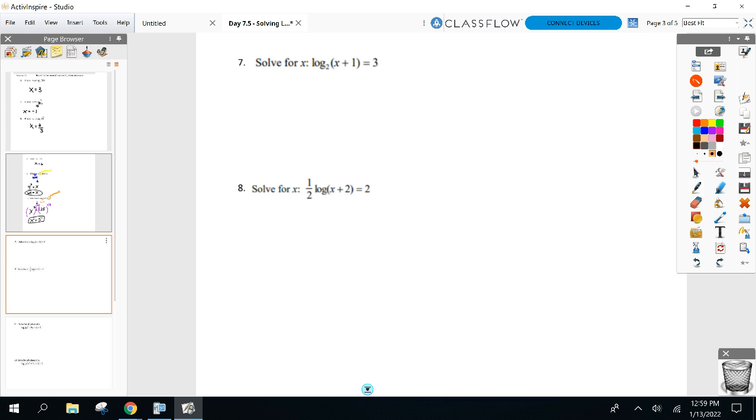Let's do a couple more different types here. What's your base? 2. Raised to the exponent. 3. What are you setting it equal to? X plus 1. Please don't overthink this. 2 to the 3rd. Not 6. 8. Equals x plus 1. Don't overthink it. Yeah, thank you. Should be 7. Maybe. Check it. Maybe 7.